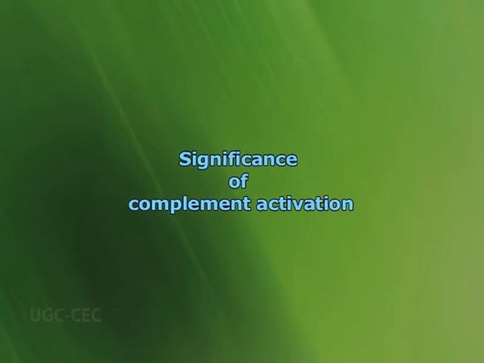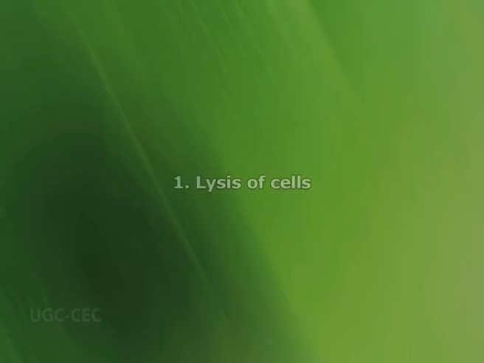Significance of complement activation. First, that is lysis of cells. The MAC that inserts itself into the membrane causes the cells to lyse. It may also cause the bystanding cells to lyse. Gram-positive bacteria, which are protected by their thick peptidoglycan layer, bacteria with a capsule or slime layer around their cell wall, or non-enveloped viruses are less susceptible to lysis.